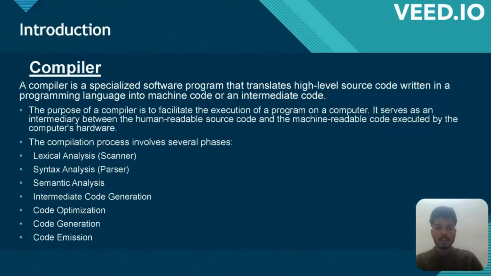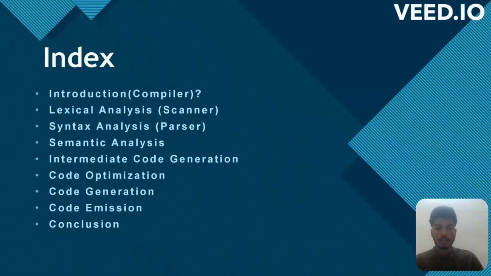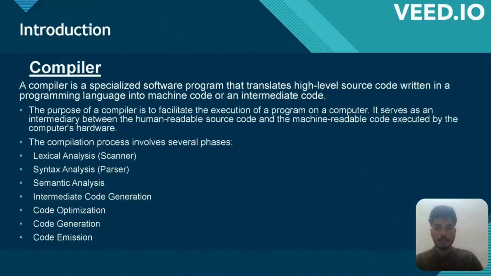We see the index: what is a compiler, and the different phases of a compiler. First one is lexical analysis, and next one is syntax, then semantic, intermediate code, code optimization, and code generation. Later comes the conclusion. First we will go over the compiler.